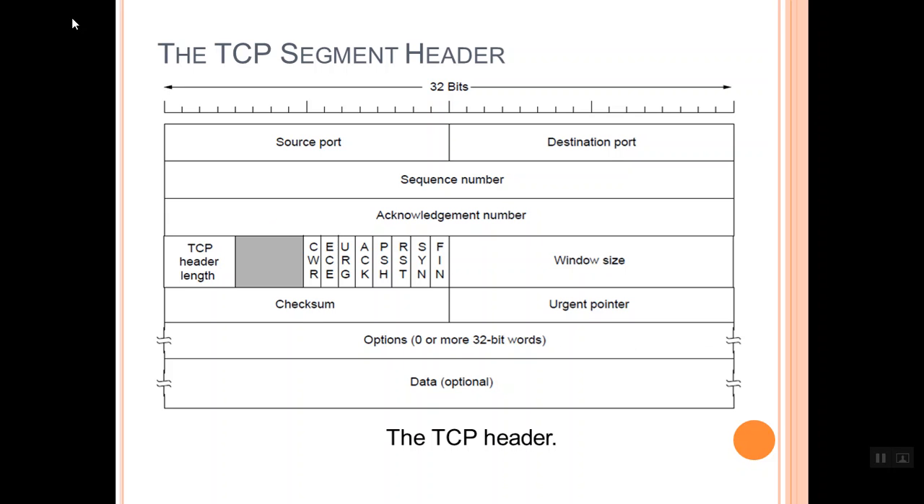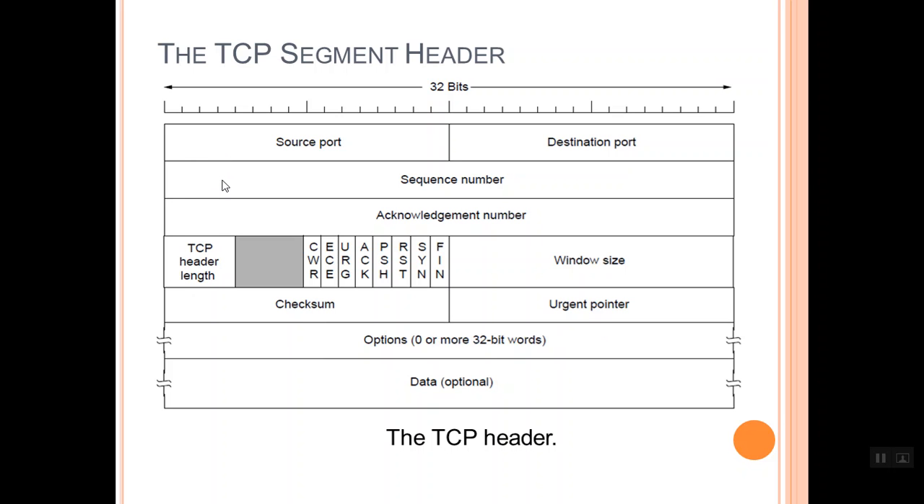Now we are discussing the TCP segment header. The TCP segment header will contain source port, destination port, sequence number, acknowledgement number, TCP header length. Then we will discuss URG, ACK, PSH. The last six fields are important. And we will discuss window size, checksum, urgent pointer, options, followed by data.